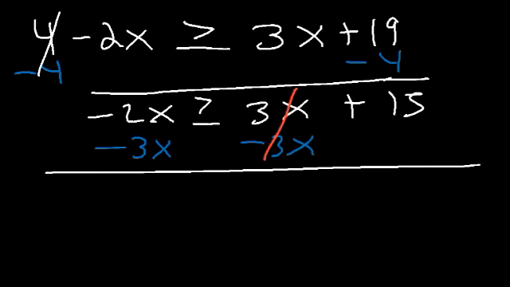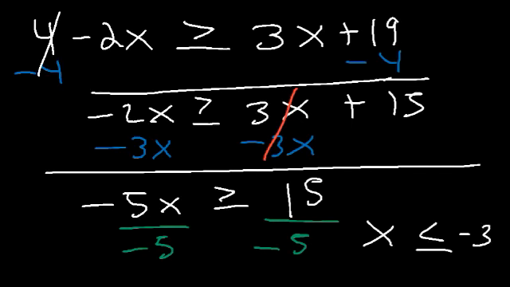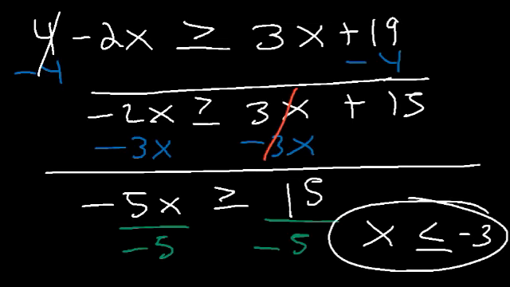Negative 2x minus 3x is negative 5x. Adding or subtracting by a negative number will not reverse the sign of the inequality. You need to multiply or divide by a negative number. So at this point, if we divide both sides by negative 5, the direction of the inequality is going to change. So instead of being greater than or equal to, it's now less than or equal to negative 3. So this is the answer.